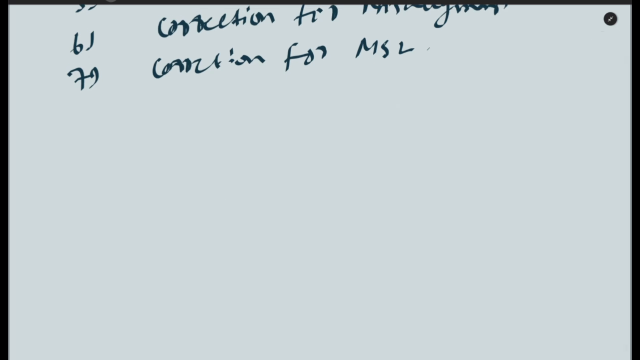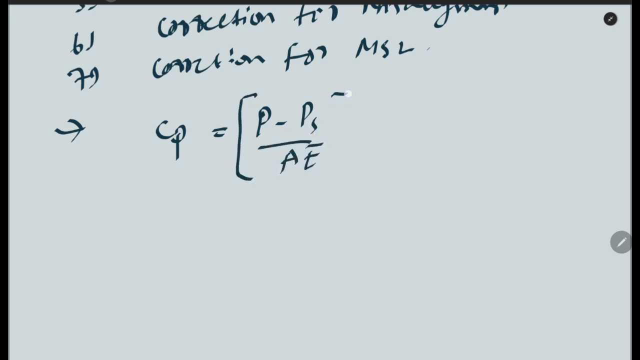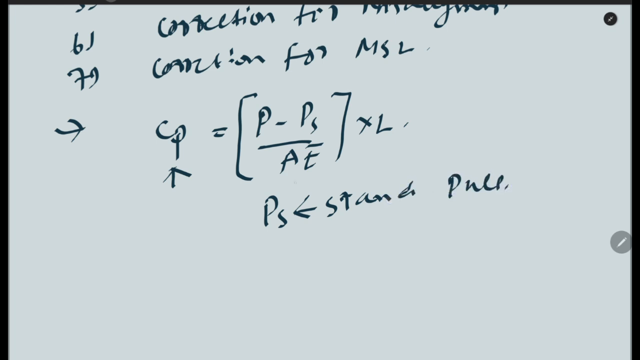The first and second ones I have already taught. Then go to the third one directly. The C_P, the correction for pull, is given by (P minus P_S) upon AE, into L. C_P is the correction for pull. P_S is the standard pull. A is the area, E is the elastic modulus of the tape, and L is the measured length. P_S is the standard pull, and P is the pull applied during measurement.